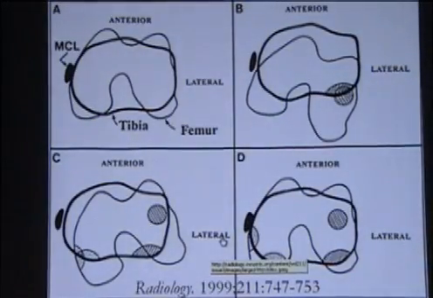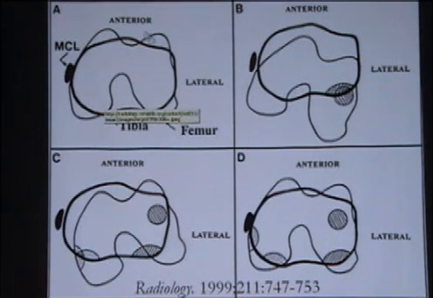Okay, so what happens with ACL injury? Pattern of injury. So this is normal. Let's just assume for the purposes of this discussion that the tibia stays in one place. That's not actually what happens, but let's just assume. First thing you have is external rotation of the femur relative to the tibia. This is just to explain the bone bruise pattern.